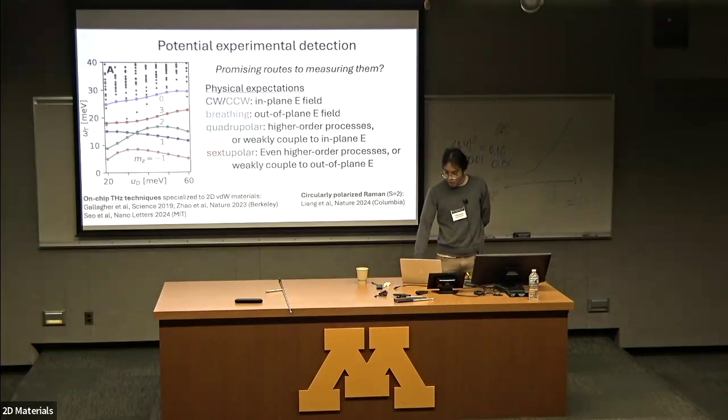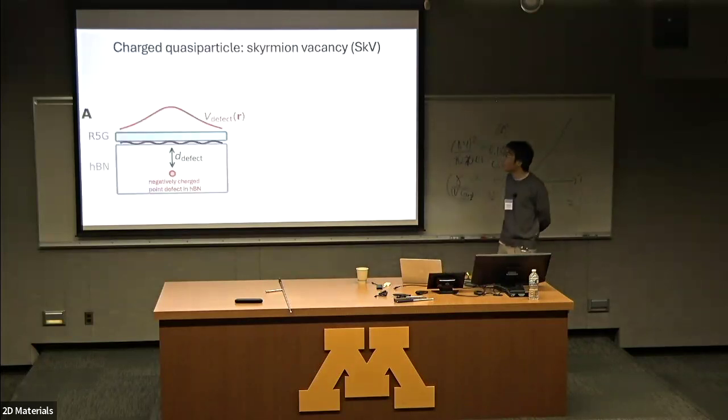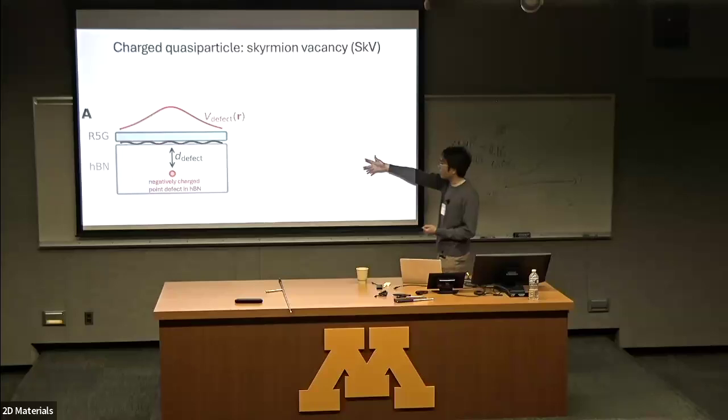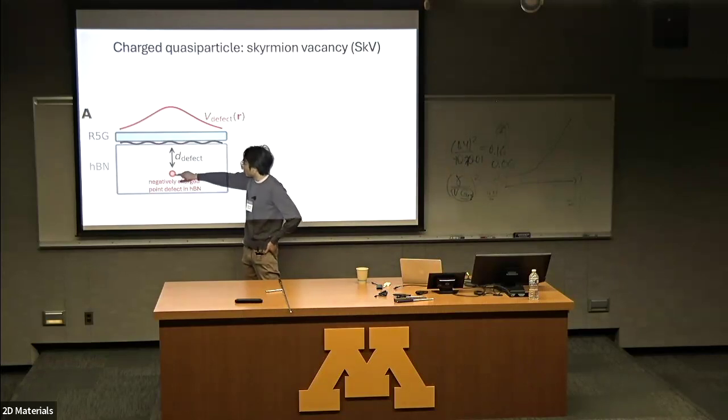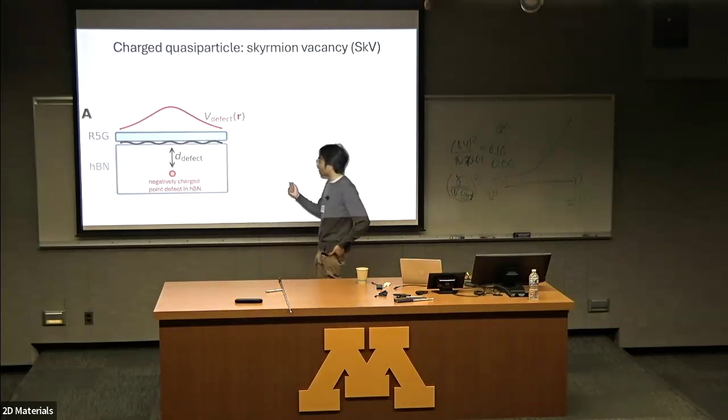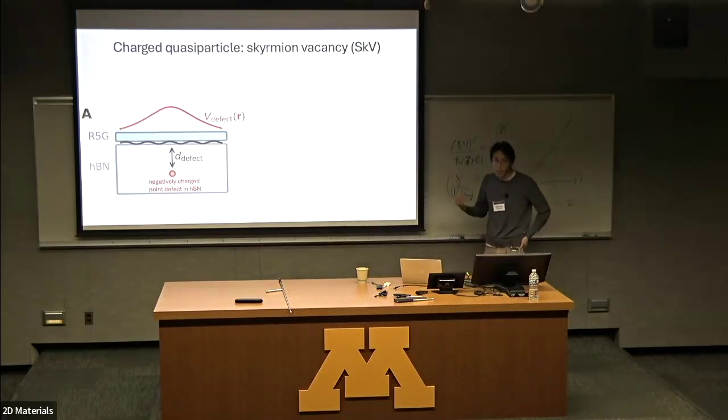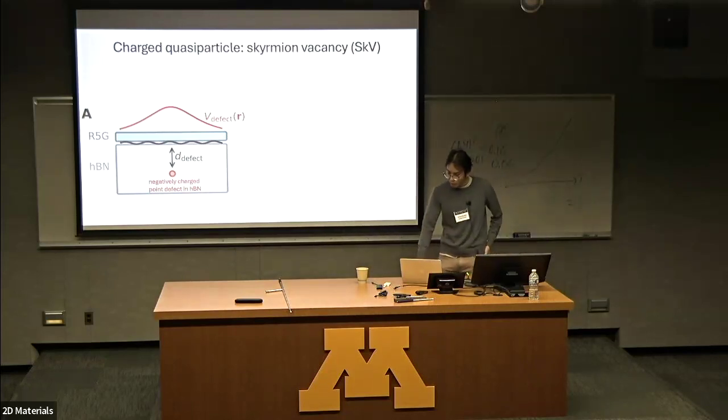But another very interesting prediction that this Skyrmion picture makes is that it raises the possibility of a new kind of charged quasi-particle, which is the Skyrmion vacancy. So we considered this setup. We have rhombohedral graphene, there's a moire with hBN, and then deep in the hBN, usually we take like 10 nanometers or something, we put a defect, and this defect is negatively charged. There's a common type of defect that can occur in hBN.